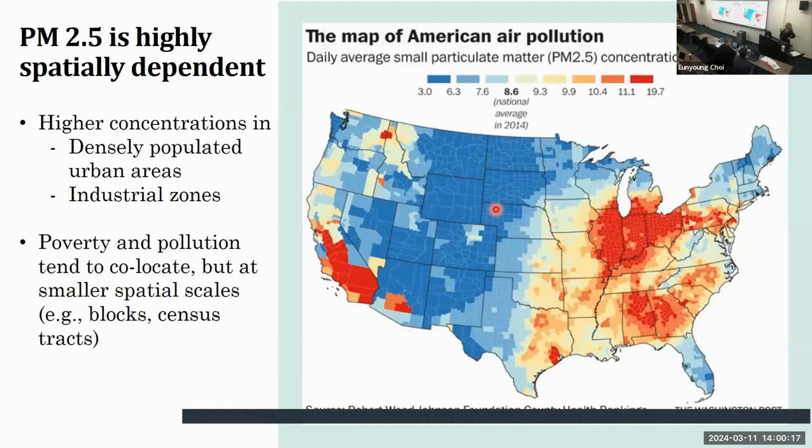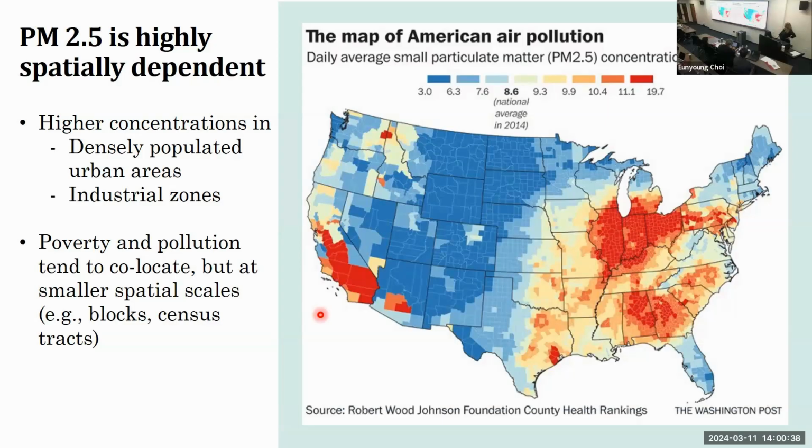The data that we use incorporates satellite image data and some other sources, so it doesn't rely entirely on air pollution monitors. But I also want to point out that poverty and pollution tend to co-locate, although you typically only find it at smaller spatial scales. And in fact, if you don't go fine enough in your spatial scale, you may not see the unequal burden of pollution in an area.